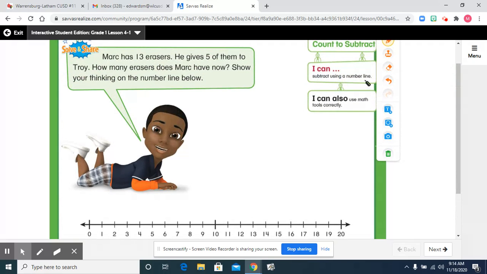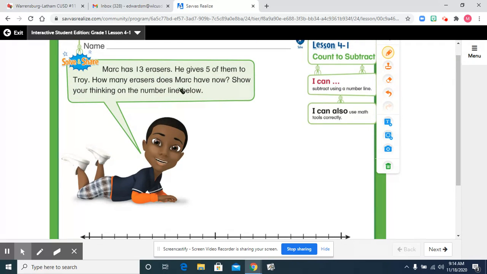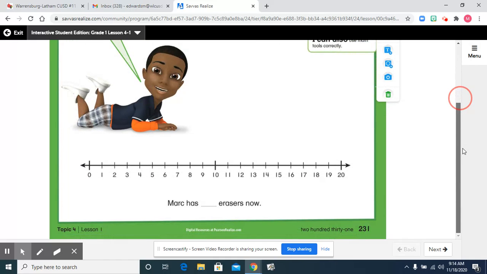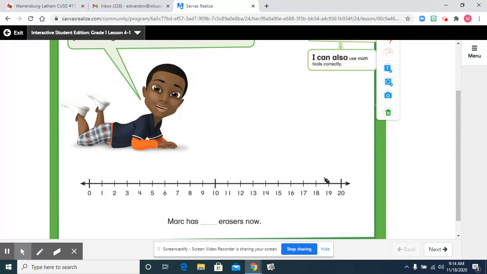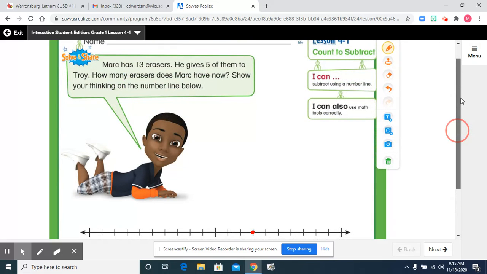And we need to read the directions to figure out what we have to do on this page. So his name is Mark. Mark has 13 erasers. He gives 5 of them to Troy. How many erasers does Mark have now? Show your thinking on the number line below. Okay, so it says that Mark has 13 erasers. So what you want to do is you want to take your pencil and you want to put a dot on 13, because that's how many he has to start with.